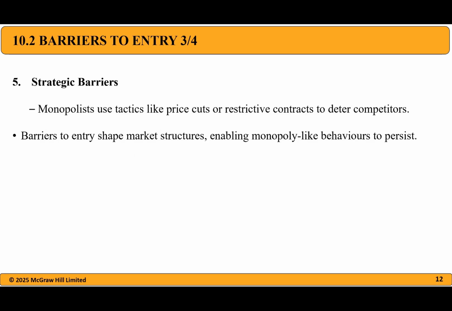And finally, strategic barriers. There are some strategic barriers that can set the barriers to monopoly. So price cutting to discourage entry, exclusive contracts. These are the different things a monopoly can use as a barrier to entry for newcomers. So all these mechanisms help protect monopoly power.